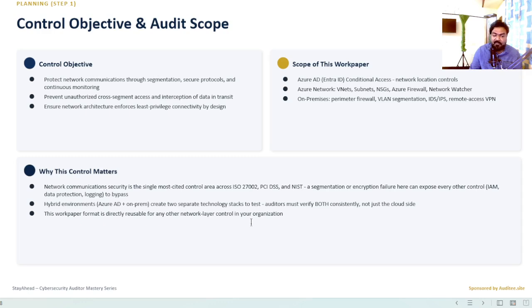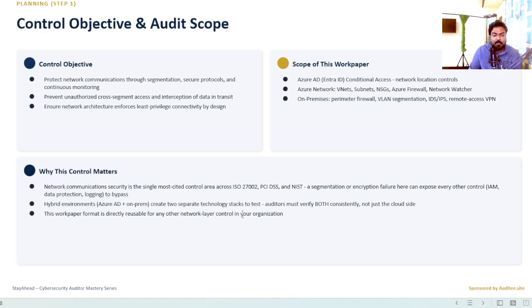Scope-wise, we are covering 3 environments: Azure AD or Entra ID, conditional access for network location controls; Azure Network, VNets, subnets, NSGs, Azure Firewall, and Network Watcher; and on-premises perimeter firewall, VLAN segmentation, IDS, IPS, and remote access VPN.